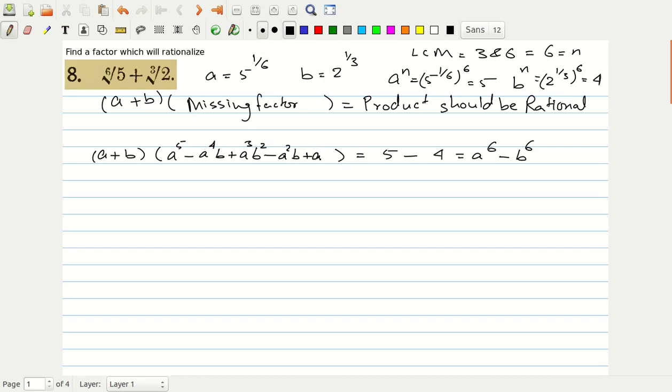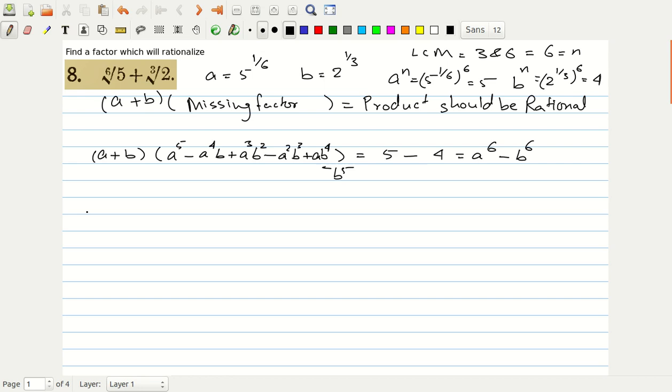plus a b squared, this should be b cube, plus a b to the power 4, and finally you have minus b to the power 5. So if you multiply with this factor, which is a to the power 5 minus a to the power 4 b plus a cube b squared minus a squared b cube plus a b to the power 4 minus b to the power 5, you will get a to the power 6 minus b to the power 6, which is 5 minus 4 is equal to 1.